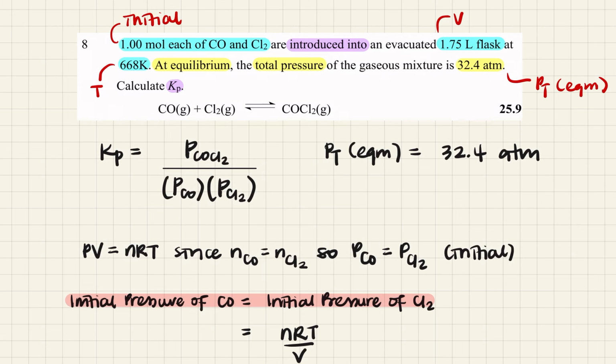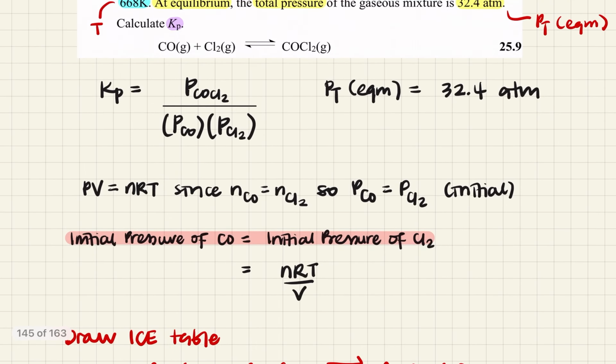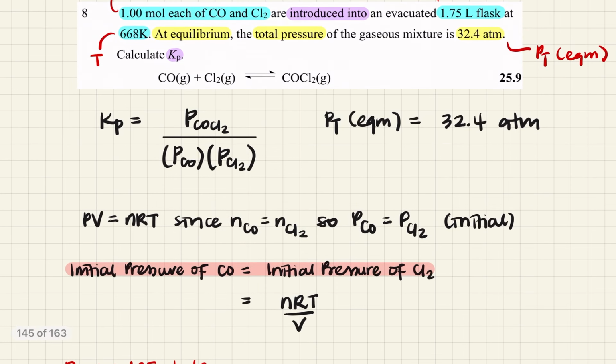Okay, so what formula can we use? We can use PV equals nRT since the mole of carbon monoxide and Cl2 is the same. So kalau ini adalah sama, okay, so ini sama kan, ini adalah constant, ini pun sama, ini pun sama, maksudnya awak punya pressure pun akan sama lah.